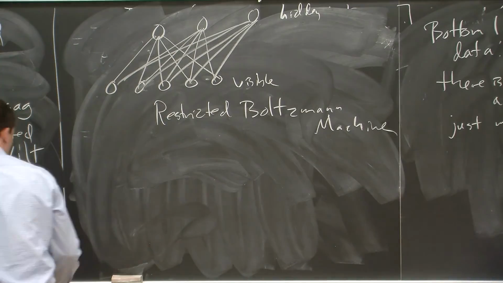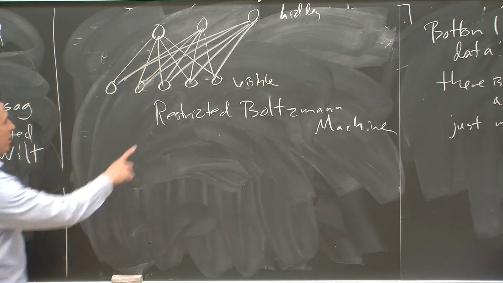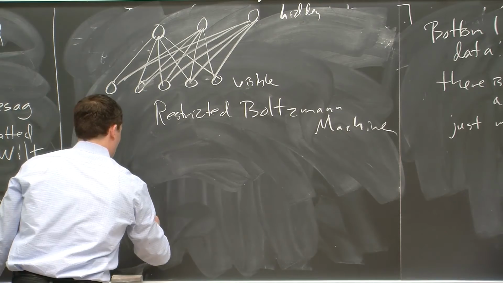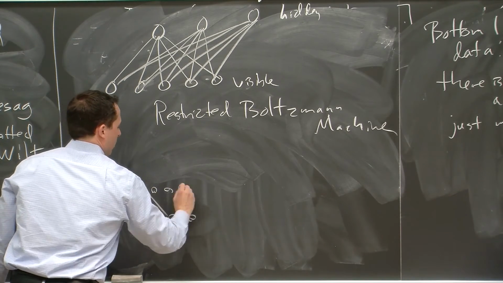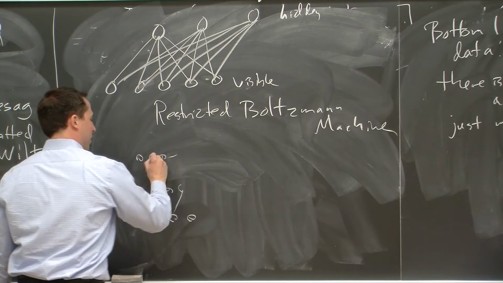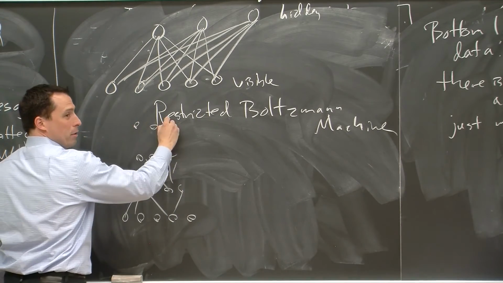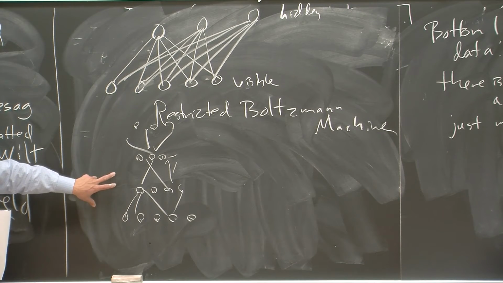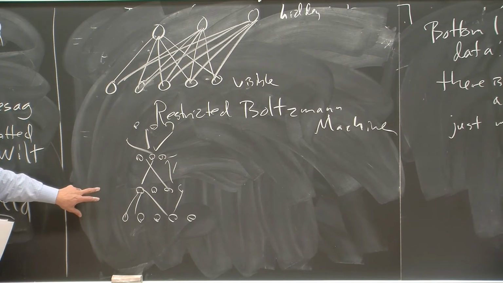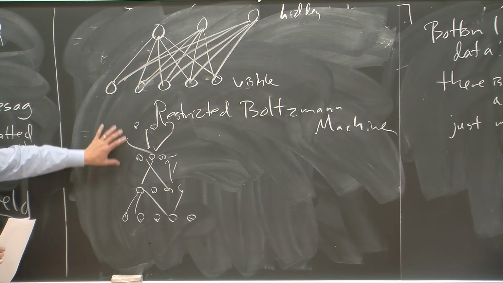And a deep learning model is just a stack of these things. So I have a restricted Boltzmann machine. On top of it, I put another restricted Boltzmann machine. On top of that, I put another restricted Boltzmann machine, like that. And then the idea that people had that led to the first breakthrough in using these was to train them layer-wise.